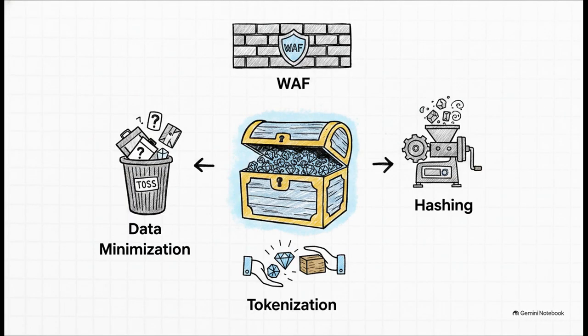Because prevention isn't perfect, we desperately need database defense in depth. Here are your essential due diligence controls. First, data minimization. Simply don't collect or keep sensitive information you don't absolutely need. If you don't have it, they can't steal it. Second, tokenization. Replacing sensitive identifiers with a unique identifier via a secure lookup table. Third, hashing. An irreversible cryptographic replacement of data.